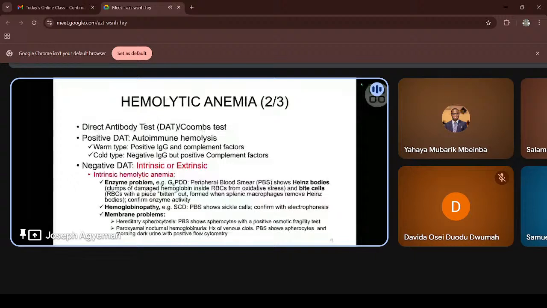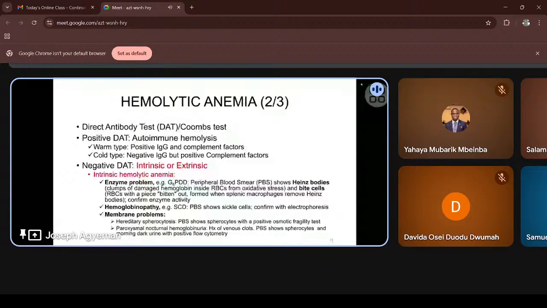And typical of these individuals, their early morning urine is typically dark. And they always show positive tests for flow cytometry. So for flow cytometry, the hematologist will do it, and if it's positive, they will say that you are positive. But looking at the name, paroxysmal nocturnal hemoglobinuria, it means that the hemolysis occurs at night, and therefore your early morning urine is going to appear Coca-Cola-like.